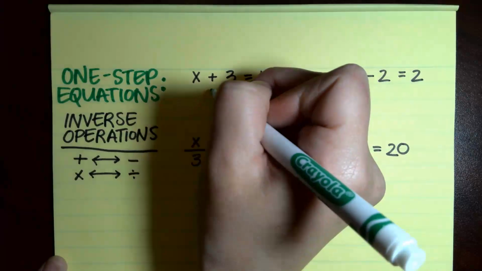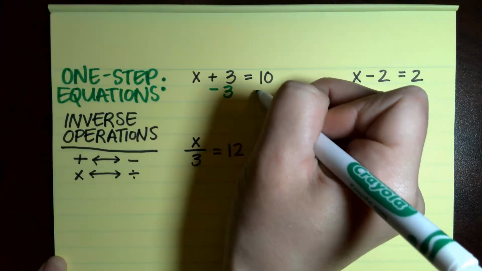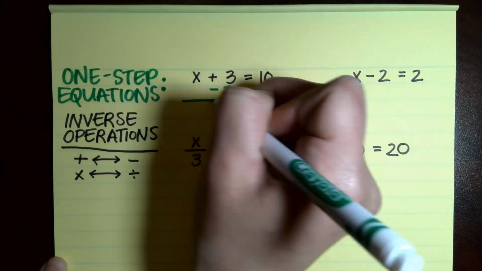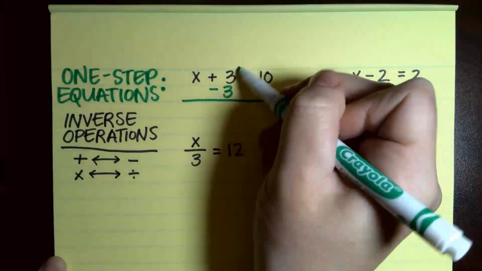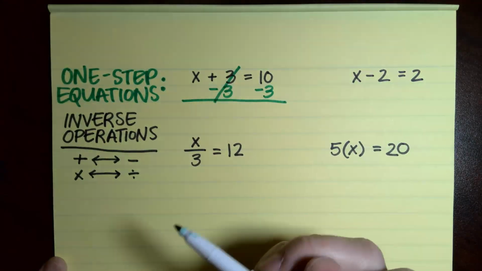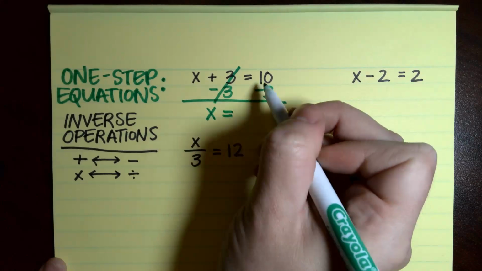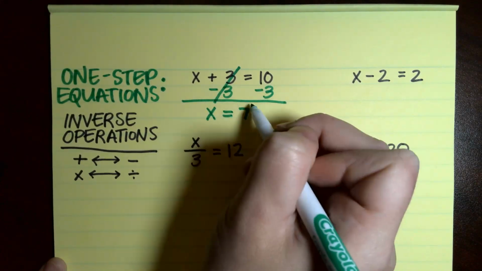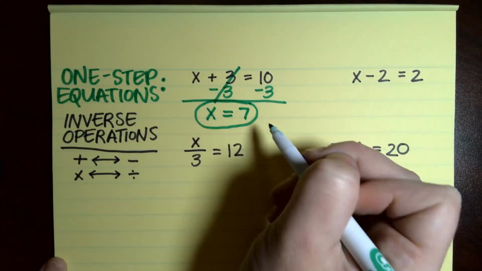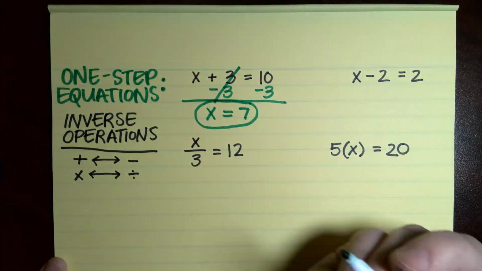Subtract 3. Good. So we're going to take 3 away from both sides. There's our one step. Our 3's cancel. And now I have x equals 10 minus 3, 7. One step and we're there. X equals 7.